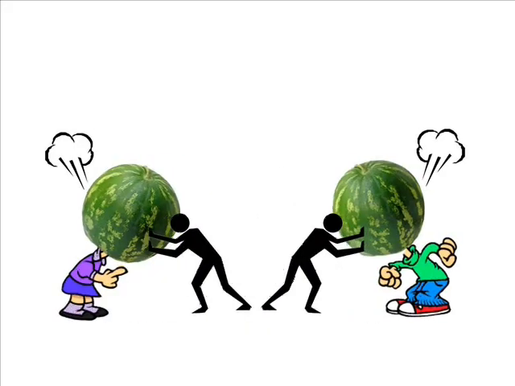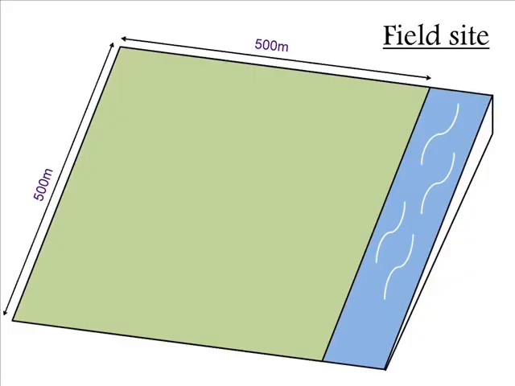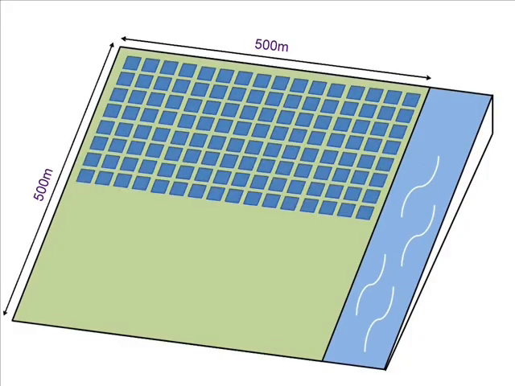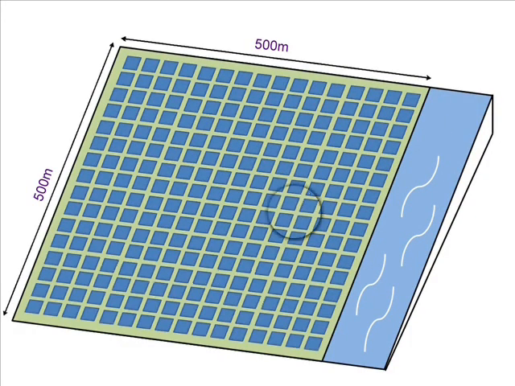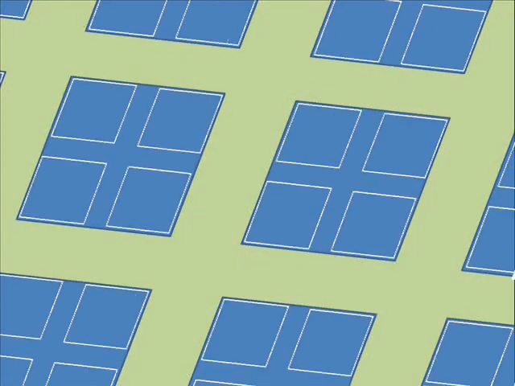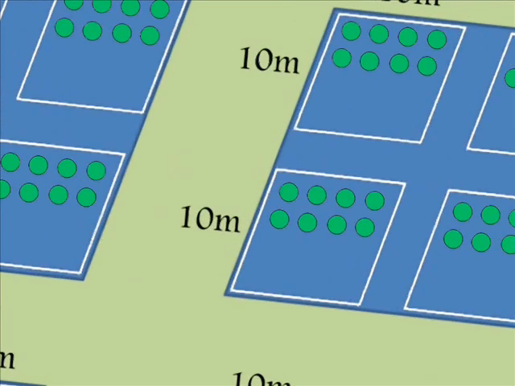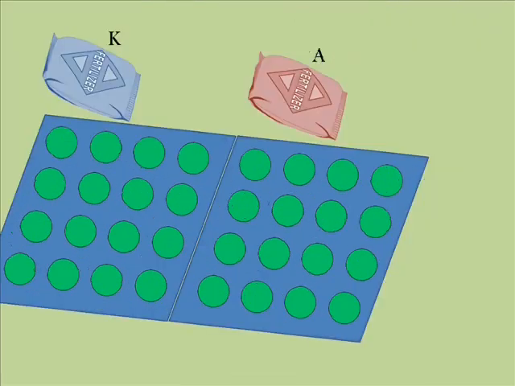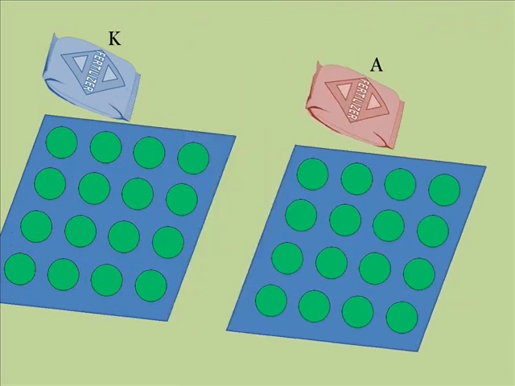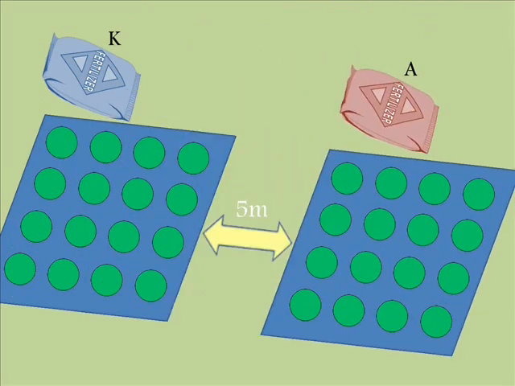Watermelons need space to grow. Previous studies suggest it's sensible to have a 2-meter separation between two watermelons. So we have decided on 256 study areas in the field, and each study area is further divided into 4 plots. Each plot is 10 times 10 meters square in size and will grow 16 watermelons. To avoid mixing of fertilizers, we leave a 5-meter gap between plots.